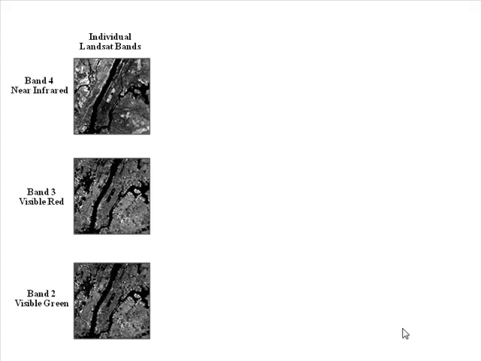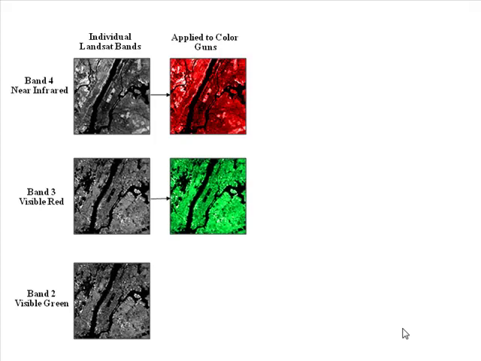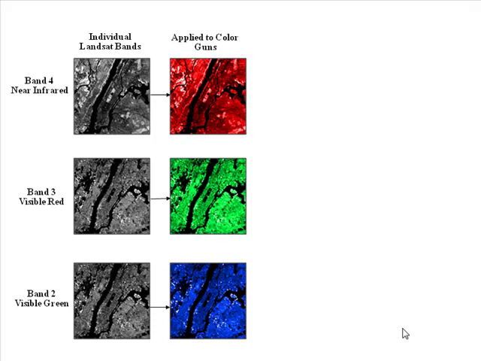This time we're going to take band 4, which is sensitive to near-infrared light, and assign it to the red color gun. So features that reflect a lot of near-infrared light are going to appear red. We're going to take band 3, which is sensitive to red light, and assign it to the green color gun, meaning that features that reflect a lot of red light are going to appear green. Finally, we're going to take band 2, which is sensitive to green light, and assign it to the blue color gun. Features that reflect a lot of green light are going to appear blue.